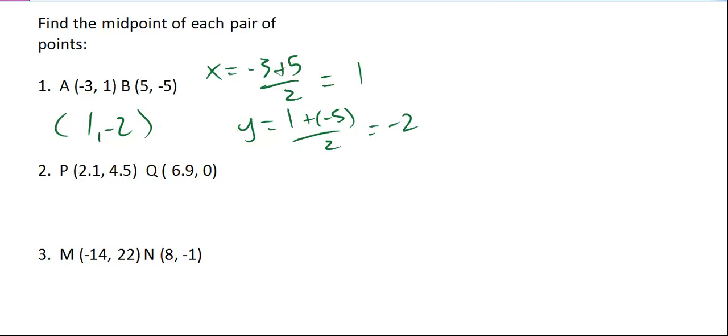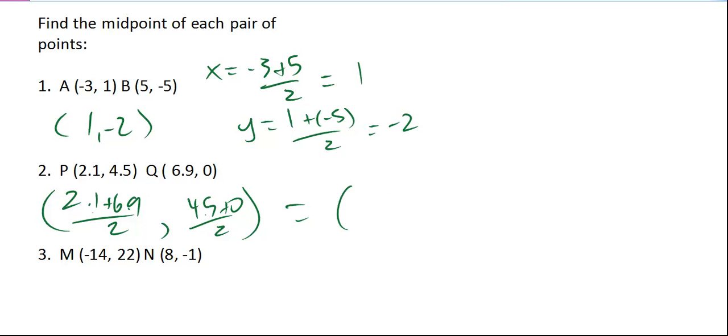All right. I'm going to do the second one a different way just to show you. Well, I'll do it the same way. 2.1 plus 6.9 over 2, comma, 4.5 plus 0 over 2. That's my point. It's that simple. Okay, and when I add these, I get 9 over 2 is 4.5, oddly enough. And 4.5 over 2 is 2.25.